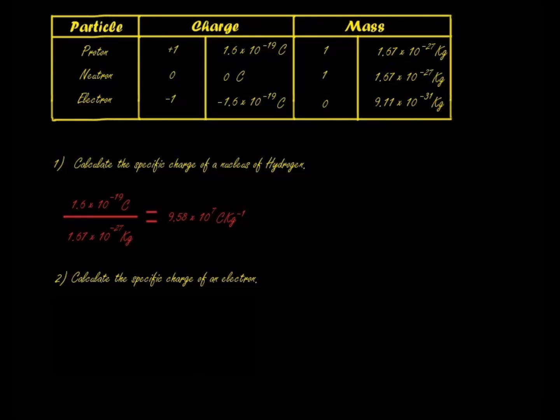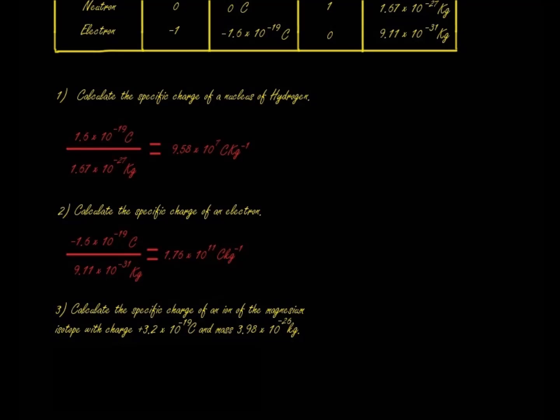Let's do another. Calculate the specific charge of the electron. The electron has a charge of minus 1.6 times 10 to the minus 19 coulombs and a mass of 9.11 times 10 to the minus 31 kilograms. So its specific charge is 1.76 times 10 to the 11 coulombs per kilogram. The electron actually has the largest specific charge of any particle.